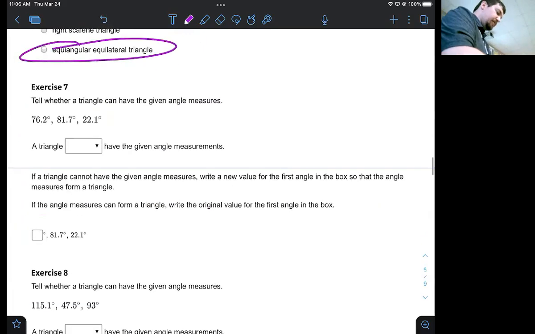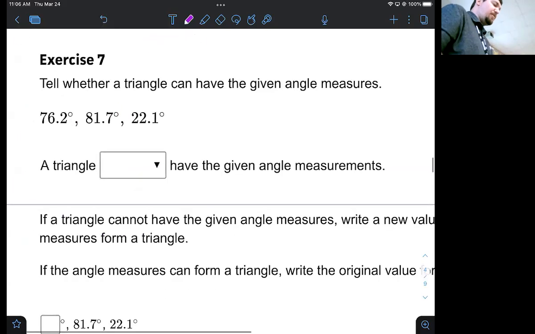Number 7, this is an interesting problem. It says, tell whether the triangle can have the given angle measurements: 76.2 degrees, 81.7 degrees, and 22.1 degrees. Well, it can have those given angle measurements if they add up to what? They have to add up to 180. Yes. So do that.